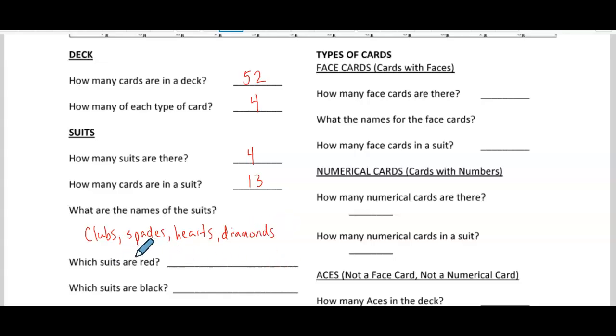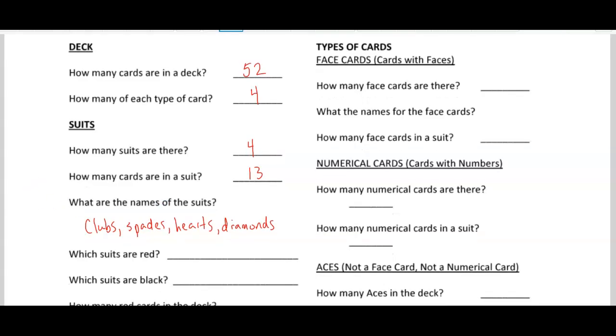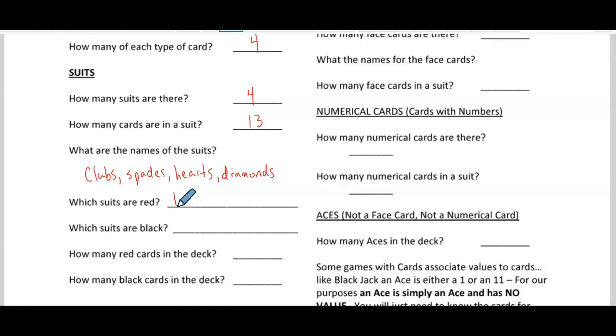Okay. The clubs are the ones that are the shamrock shapes, and the spades are the ones that come to a point. All right, so which ones are red? That would be the 2 bottom rows, the hearts and the diamonds. And which ones are black? Those would be the clubs and the spades.